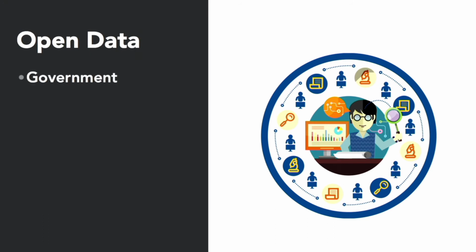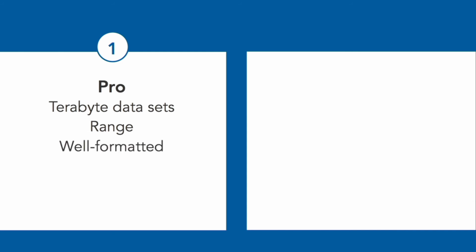This is prepared data that's freely available. Usually, it's government data, but there's also some open corporate data. And there's a move towards more and more open scientific data. Now the pros here are that you can get enormous data sets. You could get terabytes, possibly even petabytes, that are worth millions of dollars. You can get a very wide range of topics. You can get them covering various historical times and trends, and the data from open data is often well formatted and well documented.